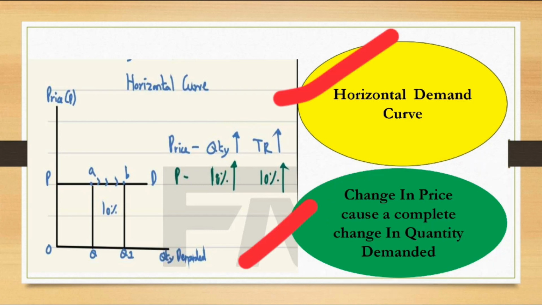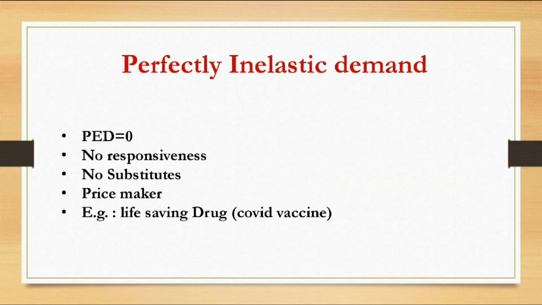As well, there is a horizontal demand curve. The next is perfectly inelastic demand. The result is equal to 0, and there is less responsiveness, completely no response from the demand if there is a change in the prices, because there is no close substitute. No substitute is available. It is a situation where the producer is a price maker, they can set their prices by themselves. For example, a life-saving drug, if the price of the drug is increased, they are still being charged. The COVID vaccine is not given for free. It is given for a cost. You have to pay for it.